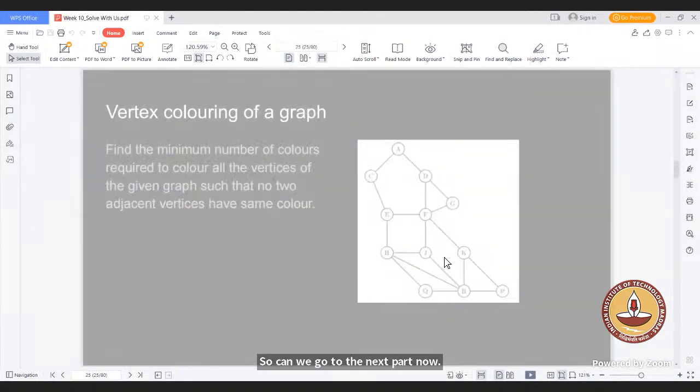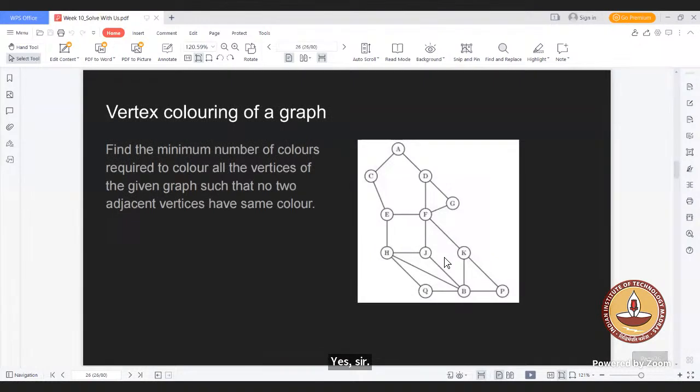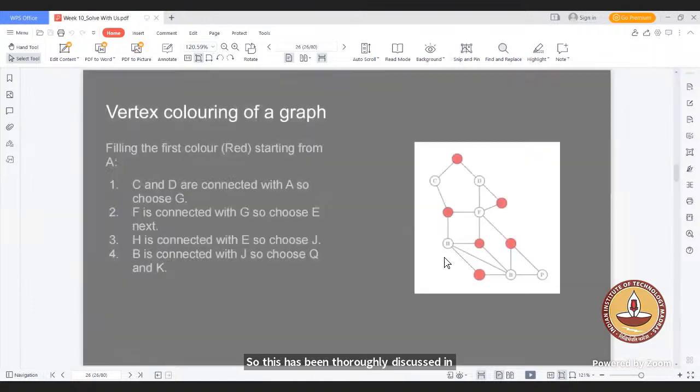Yes, sir. So, vertex coloring of a graph. Find the minimum number of colors required to color all the vertices of the graph such that no two adjacent vertices have the same color. This has been thoroughly discussed in the lecture, right? I'll just sum it up once again.